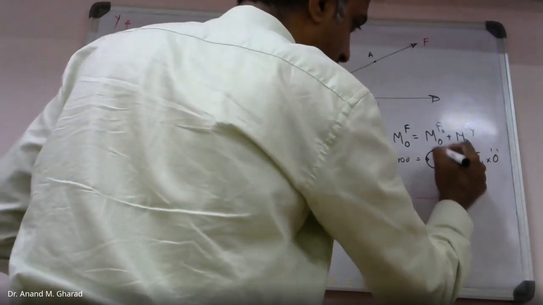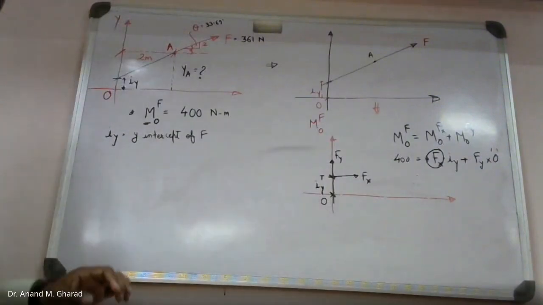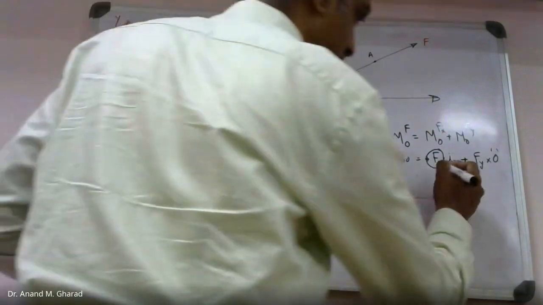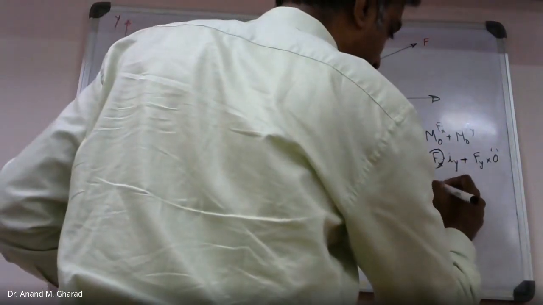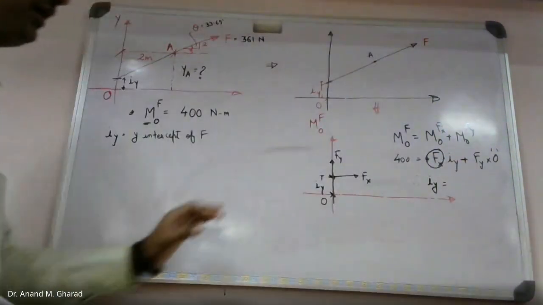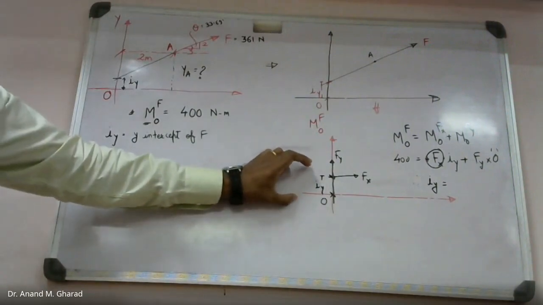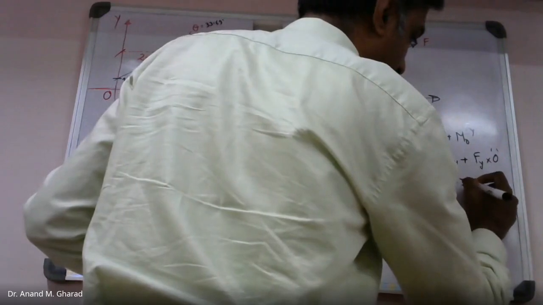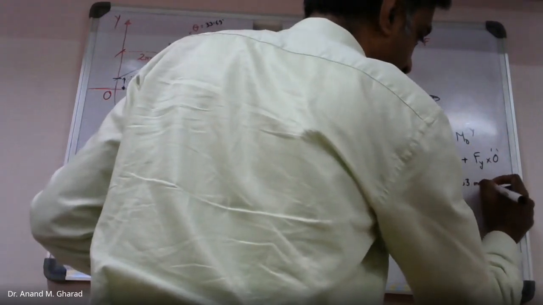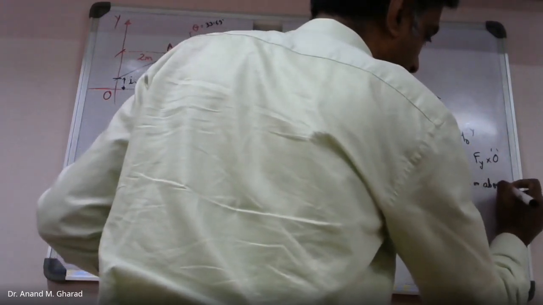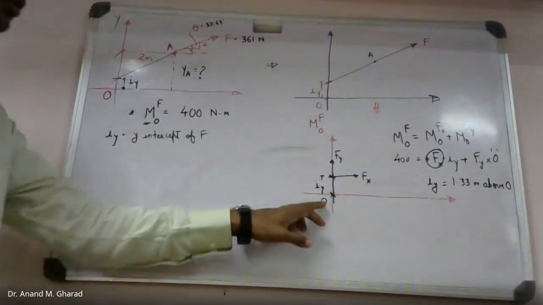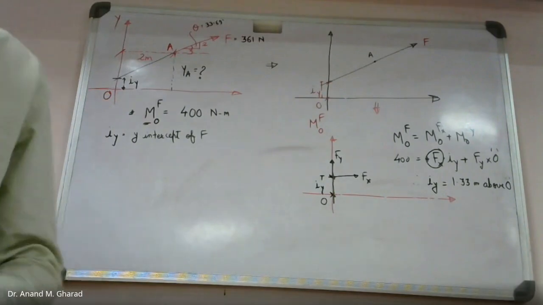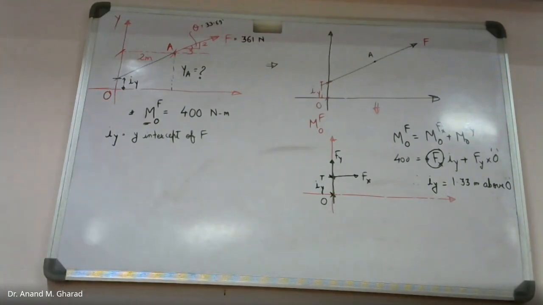What is Fx value? We had found the Fx value earlier. What was that value? It was 300.4. So substitute that value and you will get Iy. Iy came out to be positive in this case, and that positive value is 1.33 meter above O. Above O because it is a positive value. Is this clear?